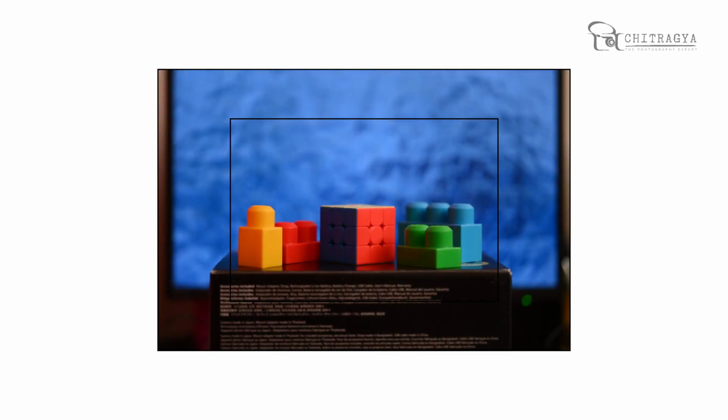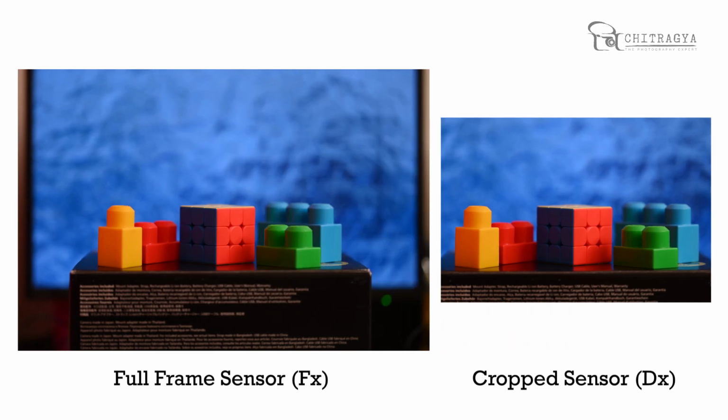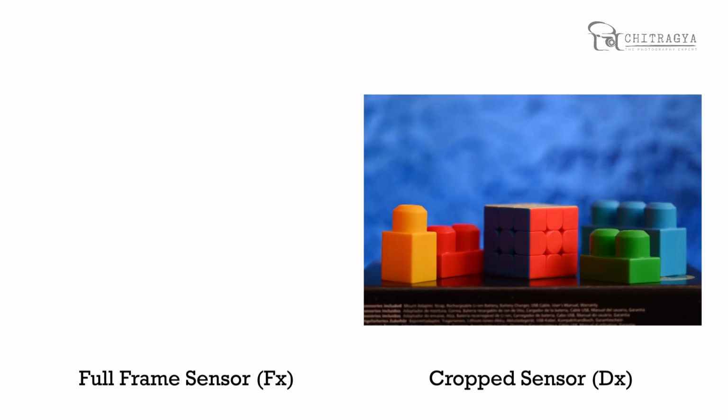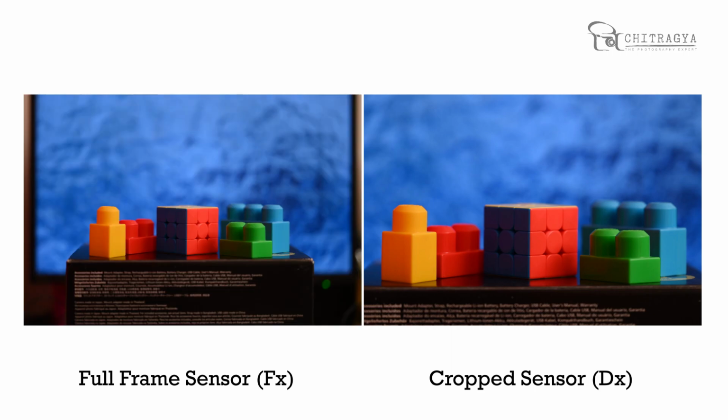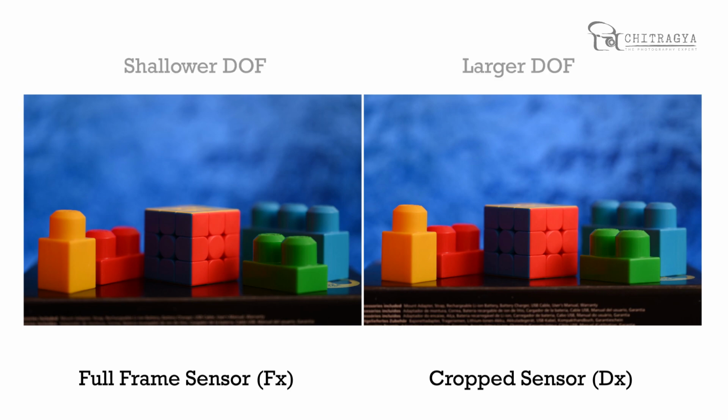An FX sensor captures more light and produces an image with a wider area than that of a DX sensor. If we shoot with the DX body, the image will look cropped and hence zoomed in. And to capture a similar view, we'll either move the camera closer to the subject or use a longer focal length lens. And you already know, when the focus distance is less, the DOF is shallower.